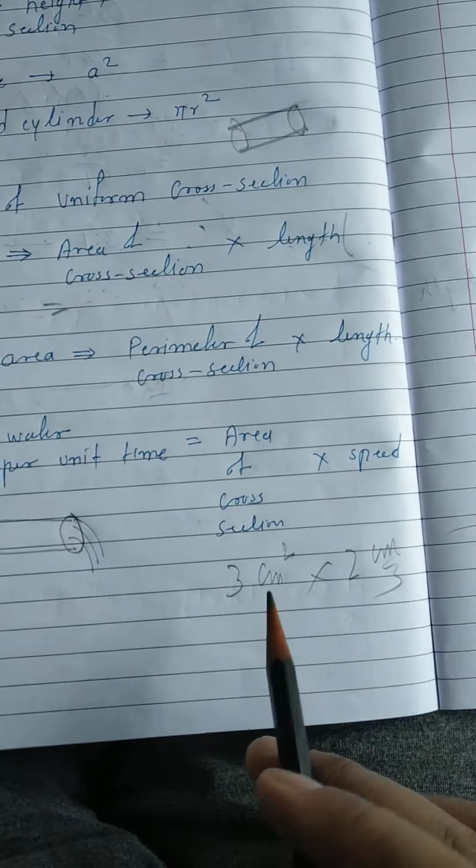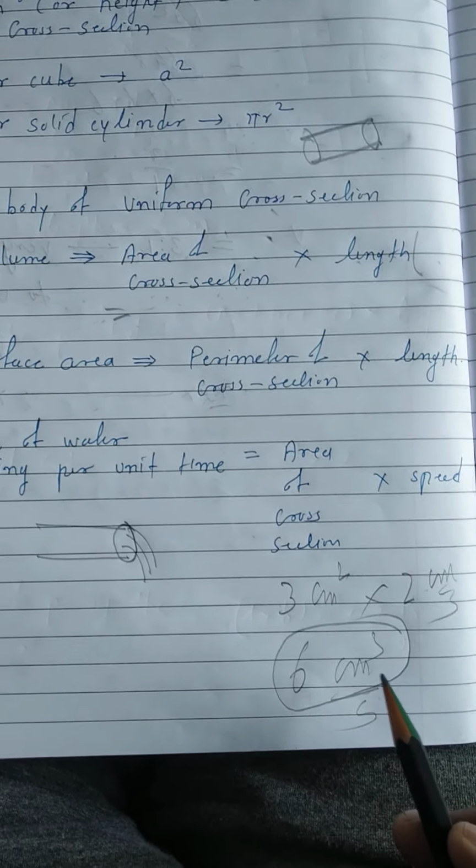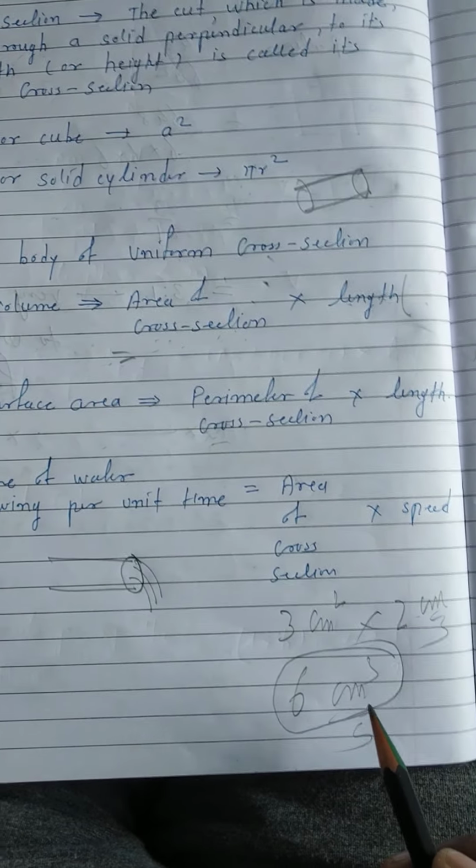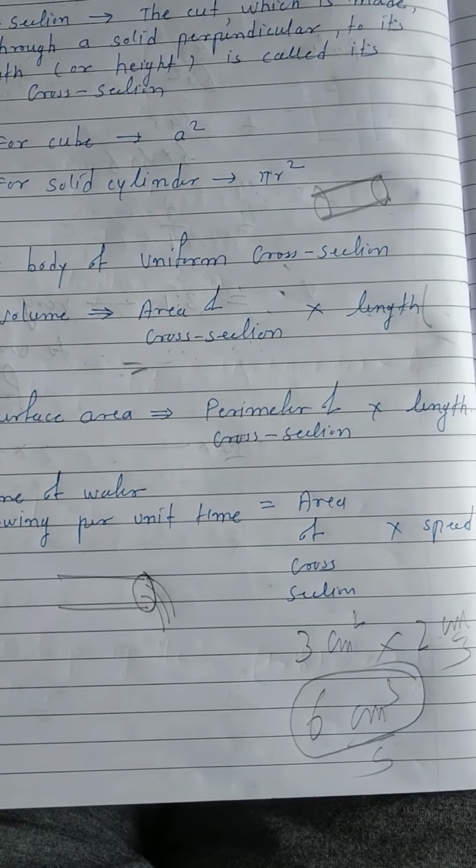So 3 into 2, what? 6. So it will be 6 centimeter cube per second. So how much water is flowing in 1 second? 6 centimeter cube. Now we all know the volume of water, or volume of liquid, can't be measured in centimeter cube.